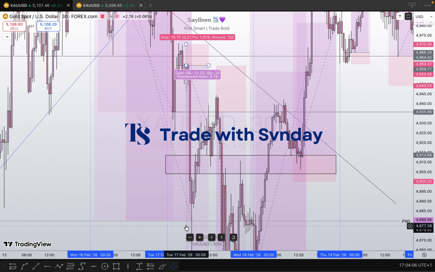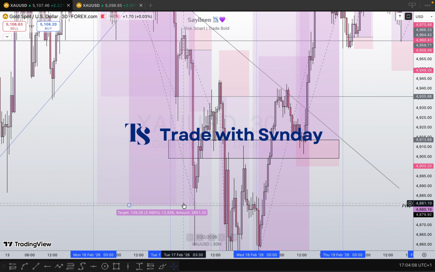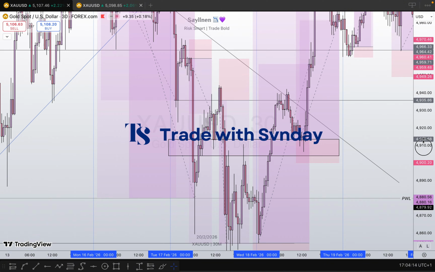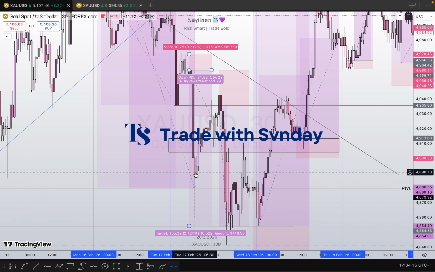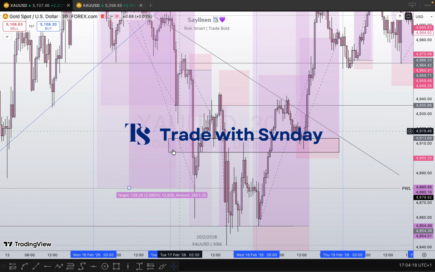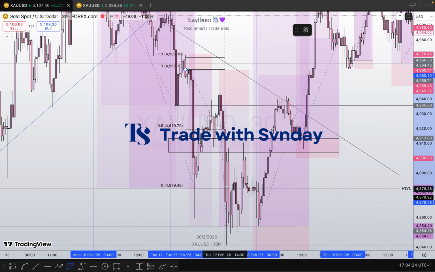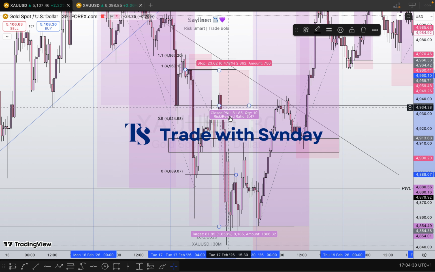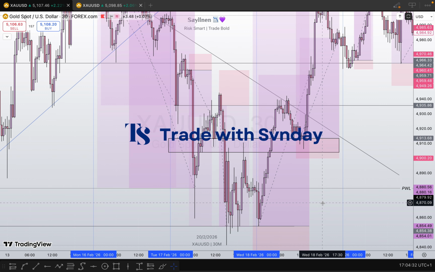This was a very, very beautiful sell down in the London session on Tuesday, and price sold off beautifully. And the same thing happened again after this sell off. We had another break of structure. If you take our flip tool again from the point of break of structure here, price came back into this level here. You could easily mark your entry at this point, and you could see another sell off here.